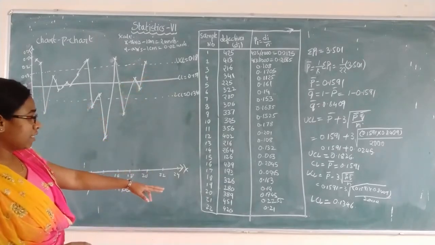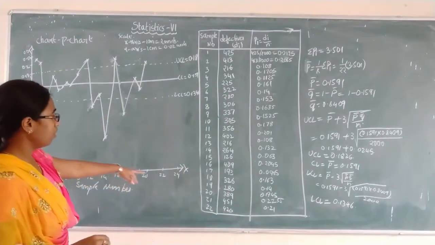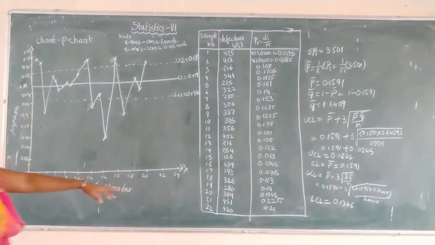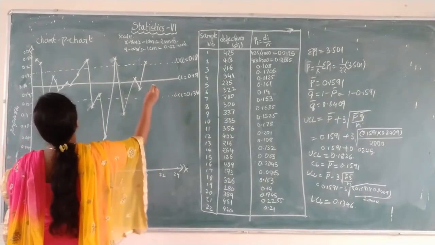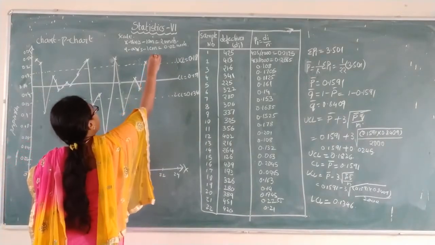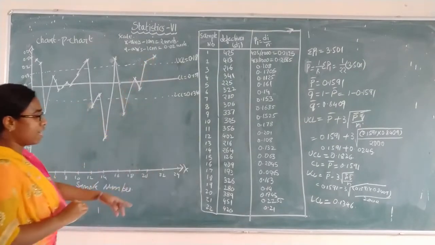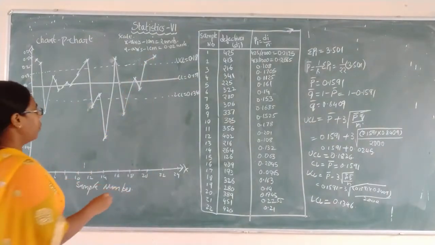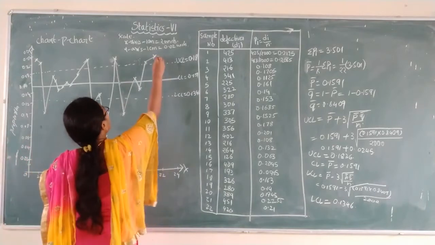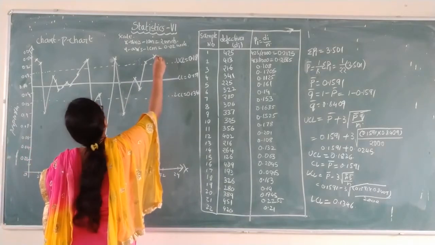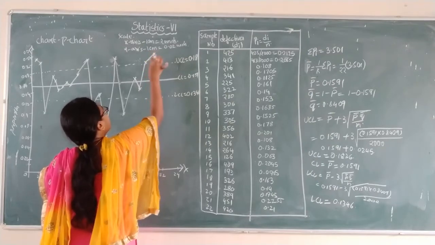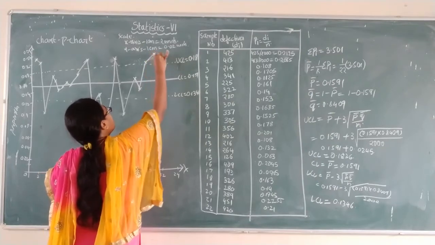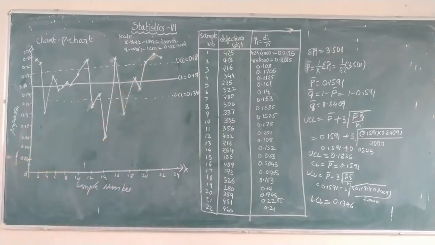Next, for the 21st sample, the value is 0.22. 0.22 on the top. Then the last, the 22nd value is 0.21. For the 22nd sample, the value is 0.21. So if you plot all the points, you will get a similar graph like this.